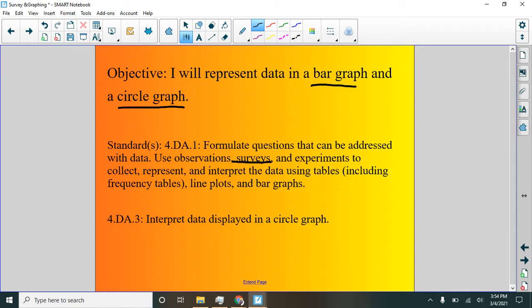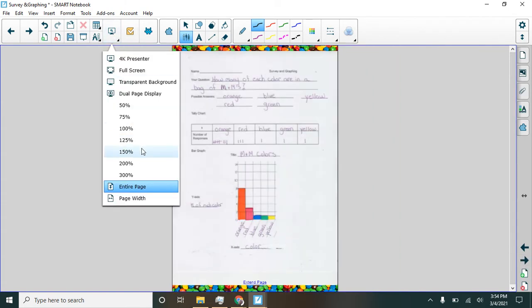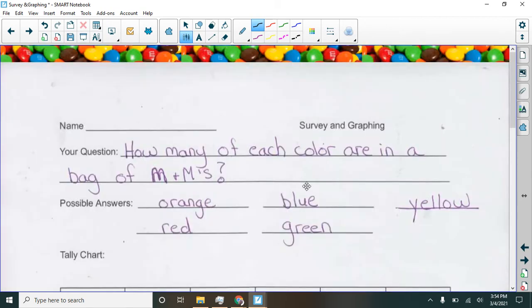And you can see it goes with both standards here, right? We're talking about bar graphs and circle graphs. We've already talked about line plots a lot. So let's dig into this. Here is an example. So watch Mr. White as I kind of talk about what we did here with this survey.